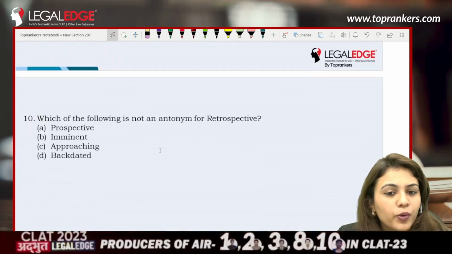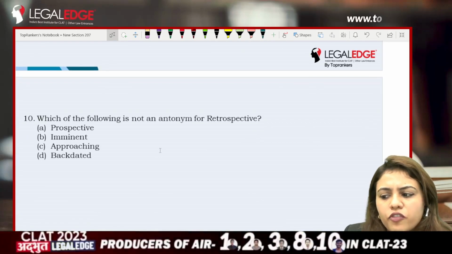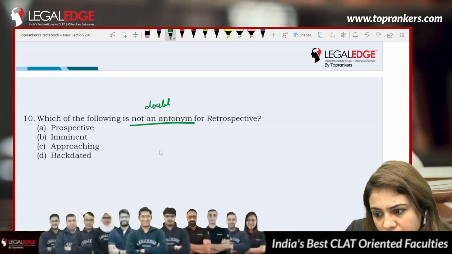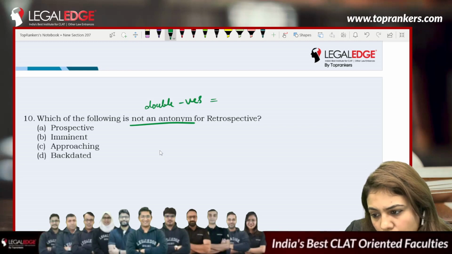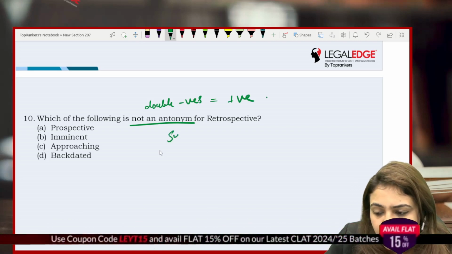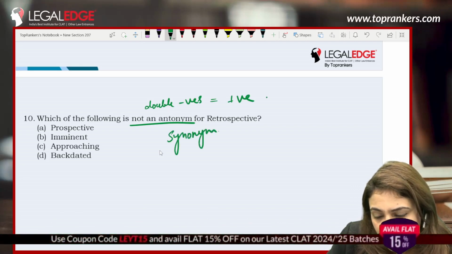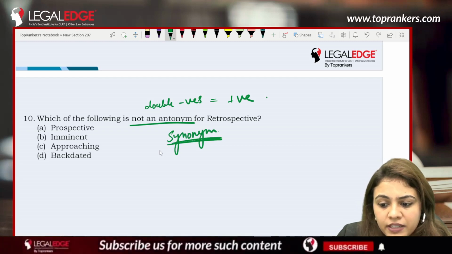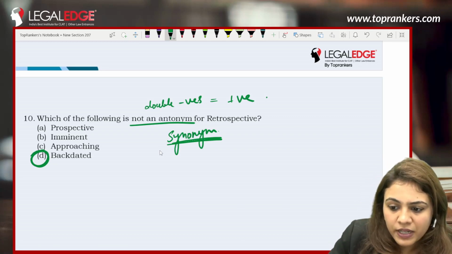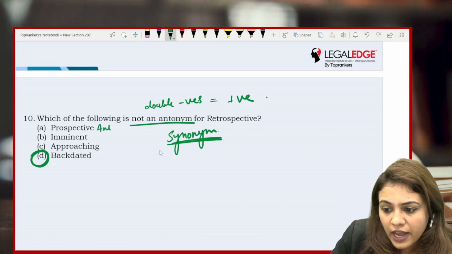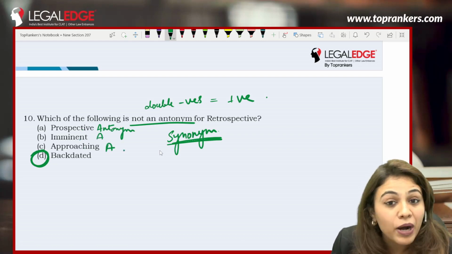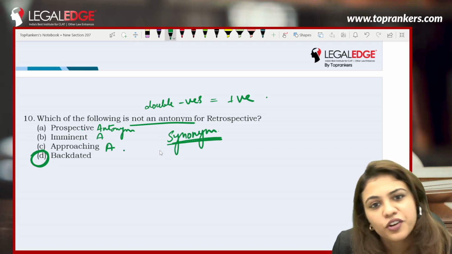Moving on to the last question. Which of the following is not an antonym for retrospective? First of all, I hope you guys have found double negatives here. Double negatives equal a positive. I hope you know that. So here it says not an antonym, which means we are supposed to find its synonym. Retrospective basically means backdated, something which relates to past events. Prospective, imminent, approaching, all three are its antonyms. Something that is about to happen, which is obviously the opposite of retrospective.